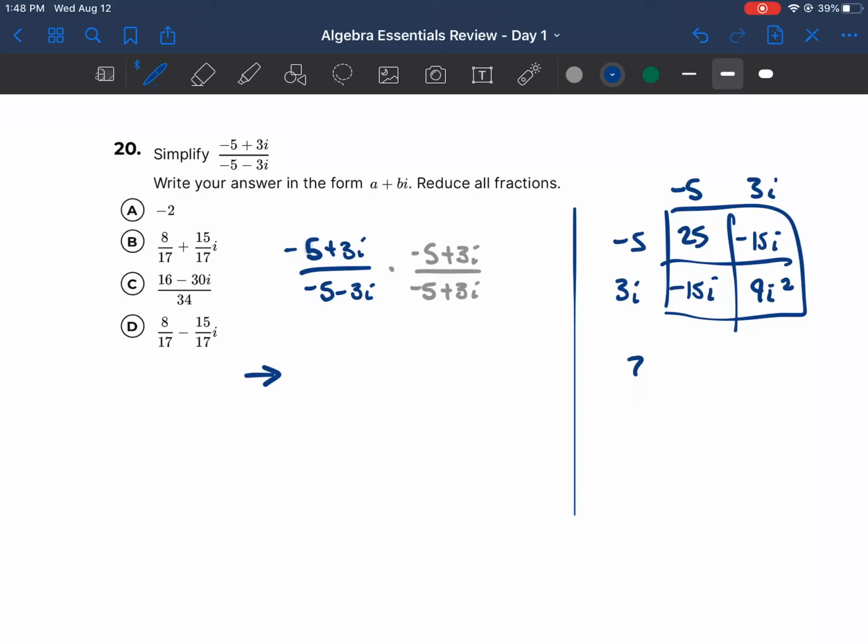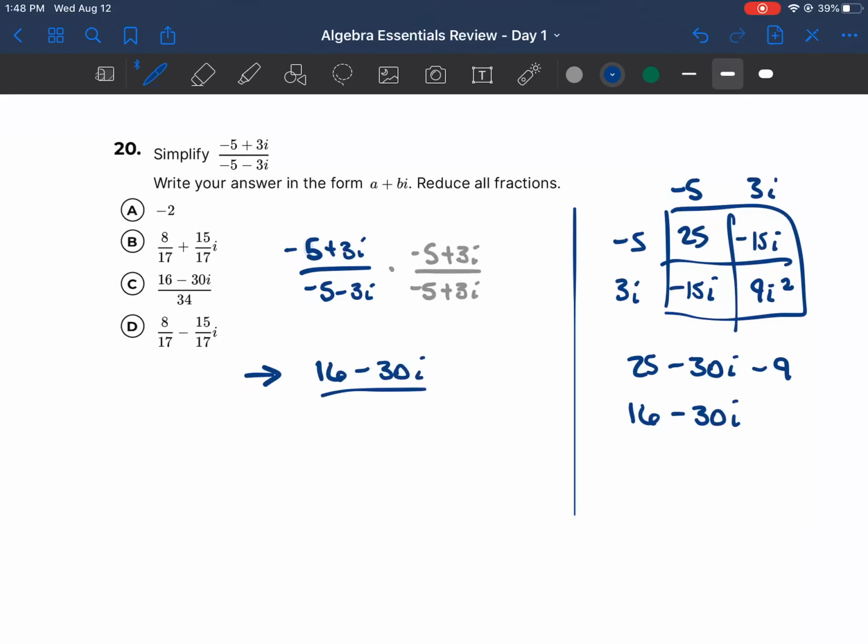Well, simplifying that, we're going to get 25 minus 30i minus 9. Because again, remember the i squared is negative 1. Negative 1 times 9 gives us negative 9. Now, go ahead and simplify. Well, 25 minus 9, that's going to give us 16. So we have 16 minus 30i. So that's our numerator.